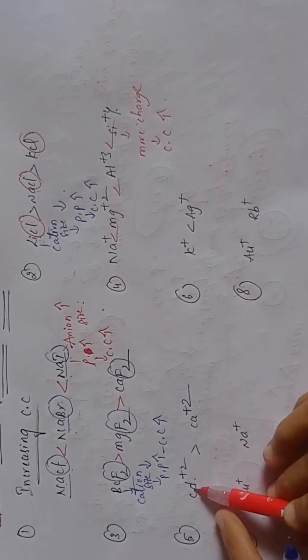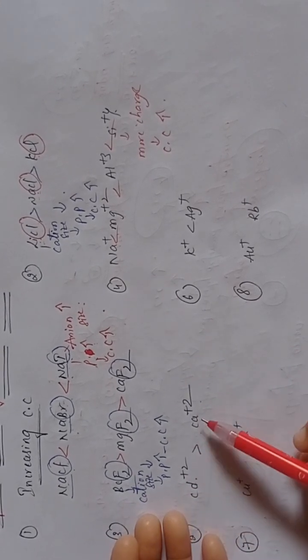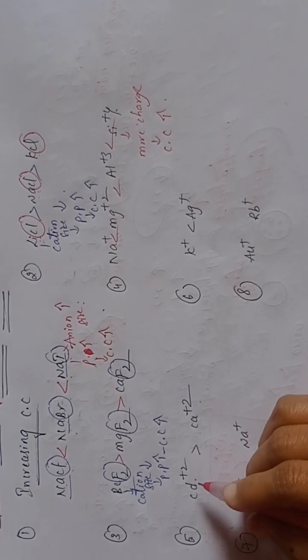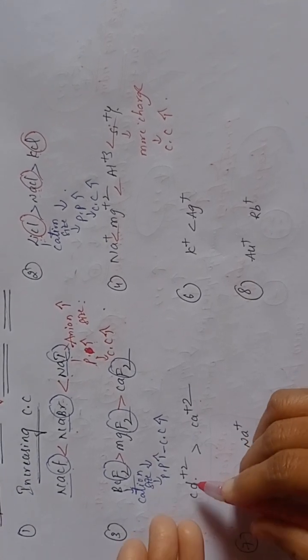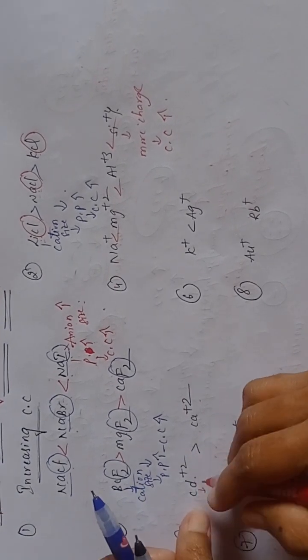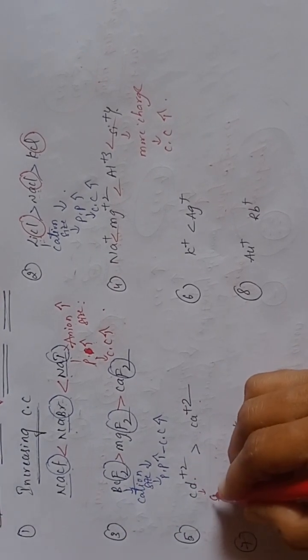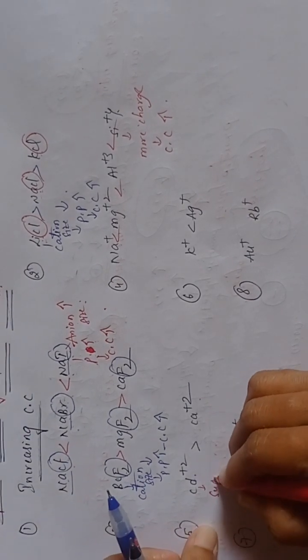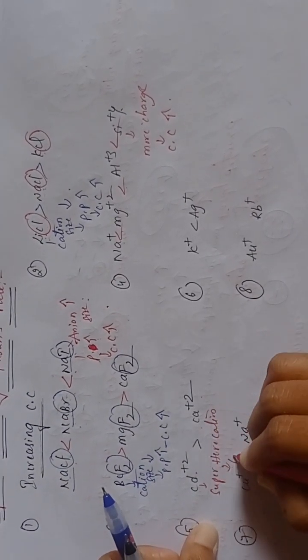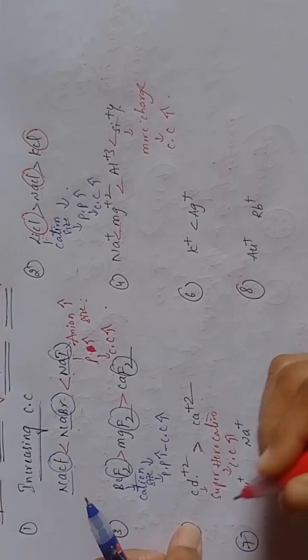So next one, Cd2+ or Ca2+. Which one is showing more covalent character? See, Cd is which one students? It is a pseudo inert gas element, last group element, zinc, cadmium, mercury, I told you. So cadmium is a superhero cation. Clear? It is a superhero cation. So that's why it is having the more covalent character. So this is the correct order.